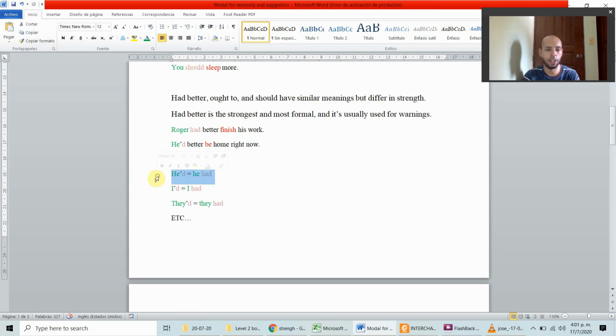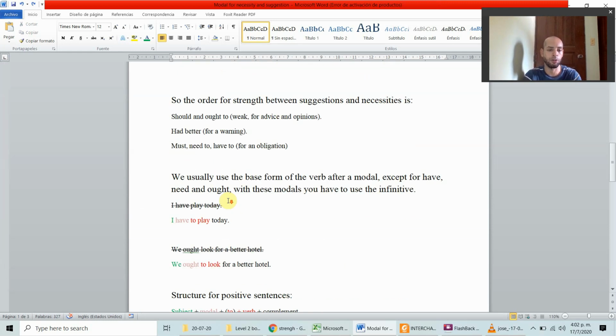Okay, so this is the contraction of he had, he'd, and this is the contraction of I had, I'd. Here we can see the use of he'd in a sentence. He'd better be home right now. Instead of saying he had better be home right now, we just say he'd. Instead of saying I had better be home right now, we say I'd, and the same with she'd instead of she had, you'd instead of you had, and we'd instead of we had, and so on.